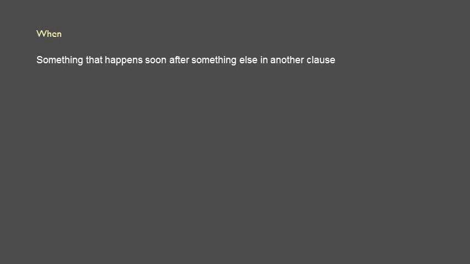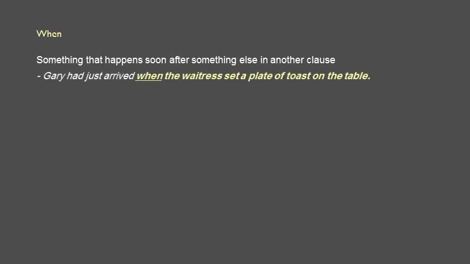We also use clauses beginning with when to describe something that happens soon after something else in another clause. For example, Gary had just arrived when the waitress set a plate of toast on the table. In this example, the waitress put the plate on the table a short time after what had happened in the main clause, which is Gary's arrival.